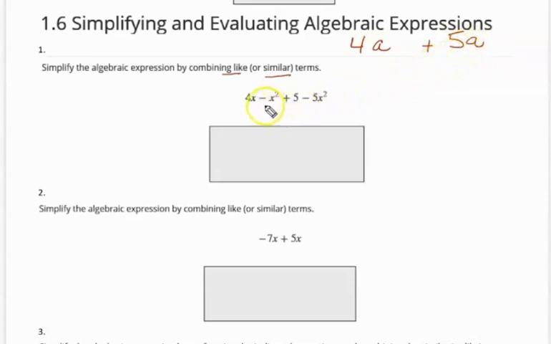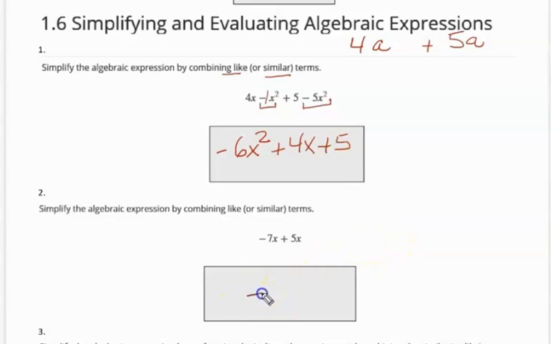So as we look here, the ones that are the same are this and this term, and keep in mind there's a 1 there. So this will become a negative 6x squared. And there are no other like terms, so this is 4x plus 5. Okay, we'll let you work on the next one.